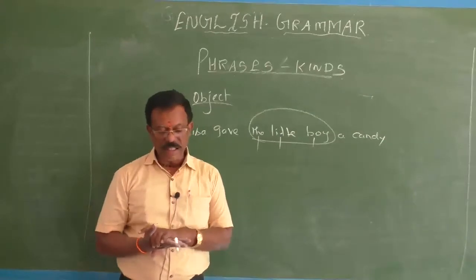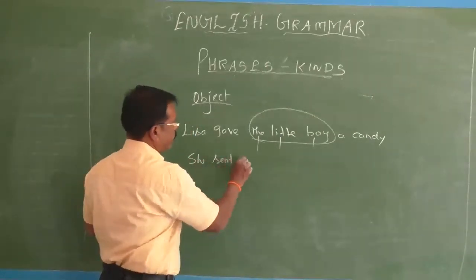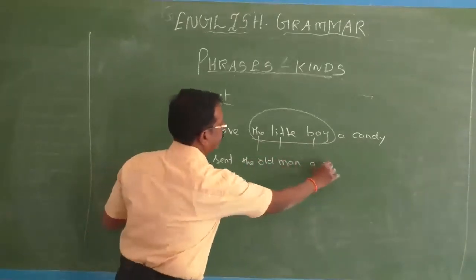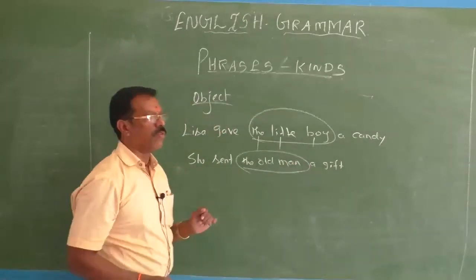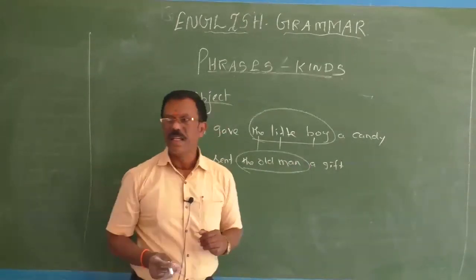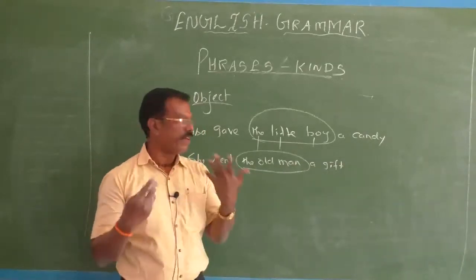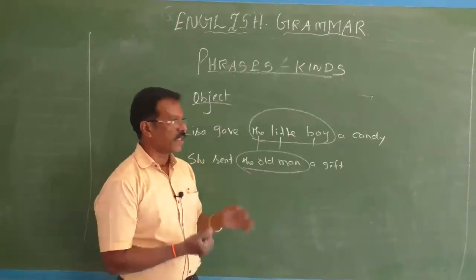One more example. She sent the old man a gift. Here, the old man, the entire group, is a noun phrase. This is an indirect object of the verb sent. She sent what? A gift. To whom? The old man. So it is used as an indirect object.